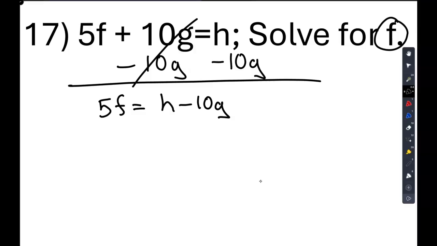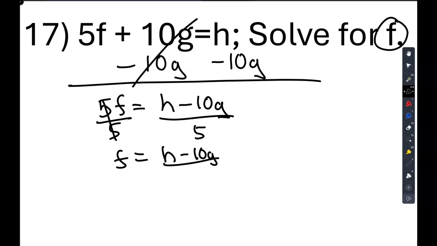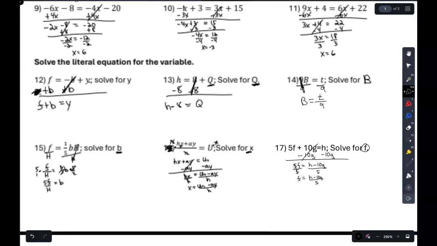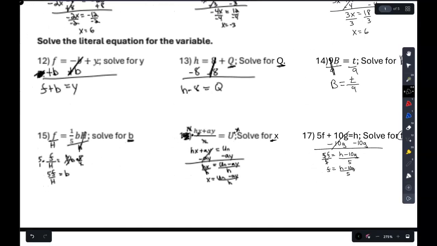We're still solving for f, so I'm going to do the opposite of multiplication and divide by 5 all the way across the whole term over here. The 5's will cancel out, and f is equal to h minus 10g divided by 5. Excuse me. And that is all the literal equations.